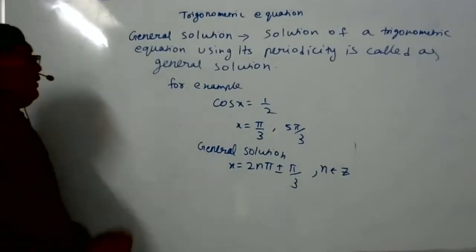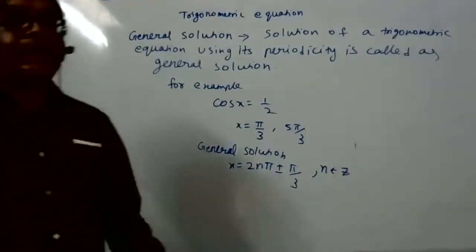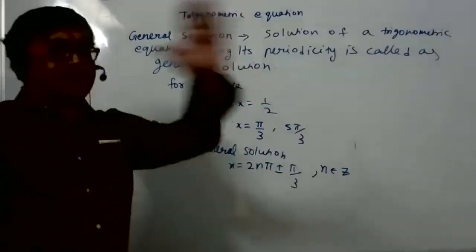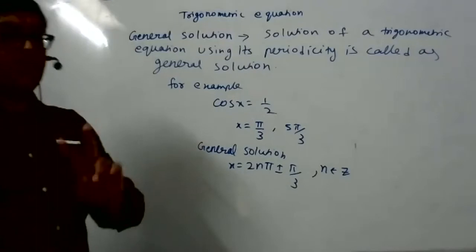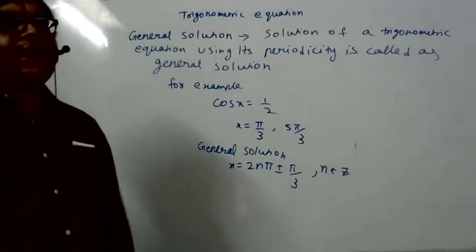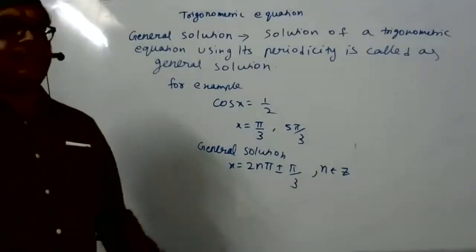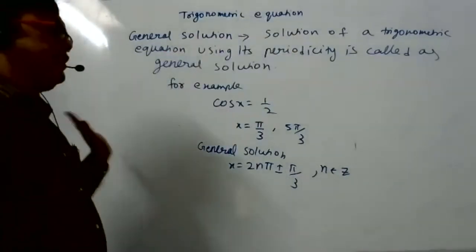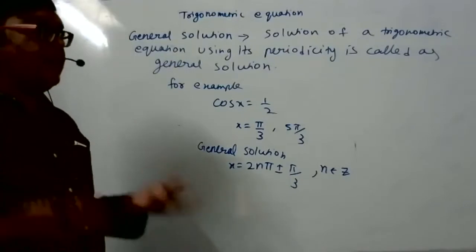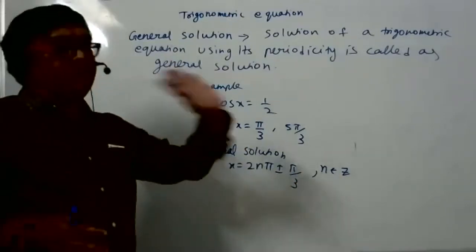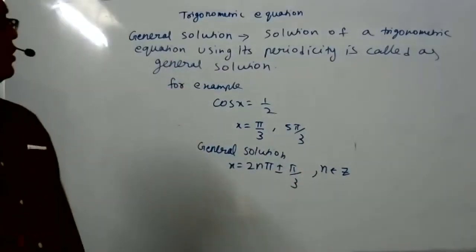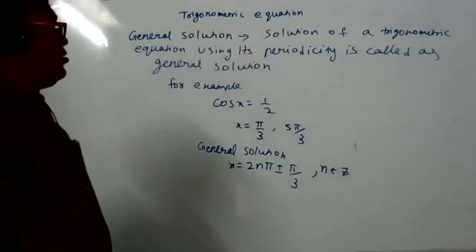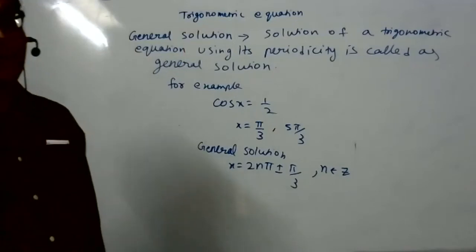So if we use the periodicity, then writing the solution means the general solution. General solution means we are writing all the answers. Principal solution means two answers, but there are infinitely many angles whose cos will be the same, sine will be the same. So writing all those answers is called the general solution. Solutions of a trigonometric equation using its periodicity are called the general solution.